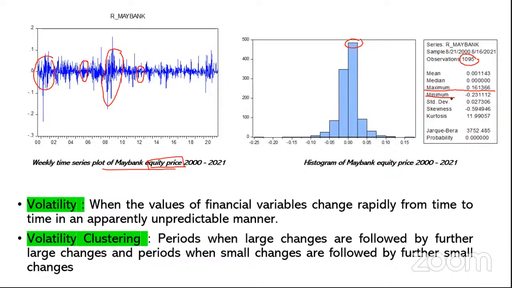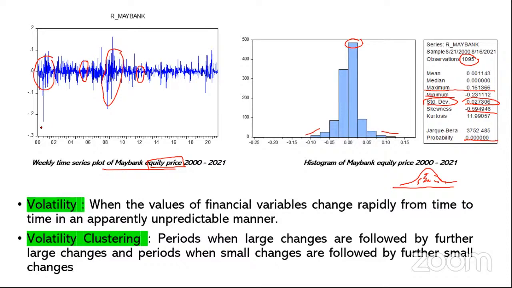The standard deviation is the same as volatility. The standard deviation is how much the data makes changes. So far we see that it is 0.027. This is the distribution of the data. Skewness is the shape of the tail. So this is the probability. Okay, so we have already observed that the Maybank equity price from 2000 to 2021 is quite volatile.